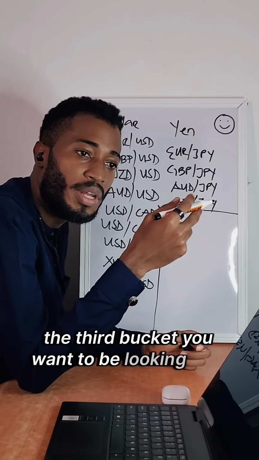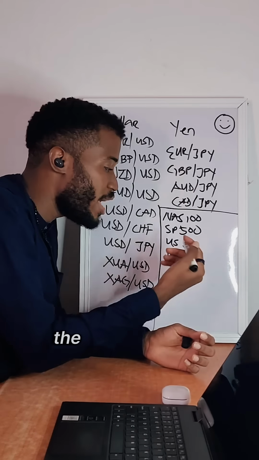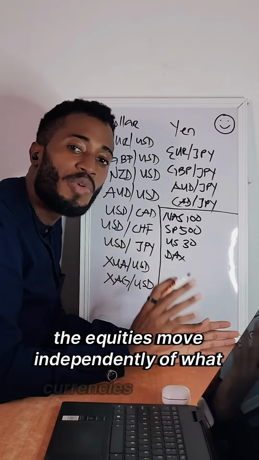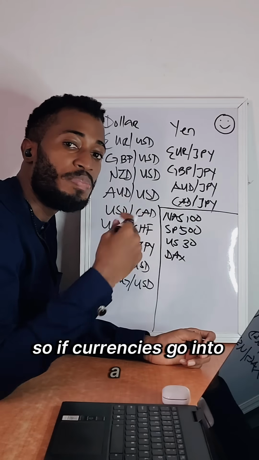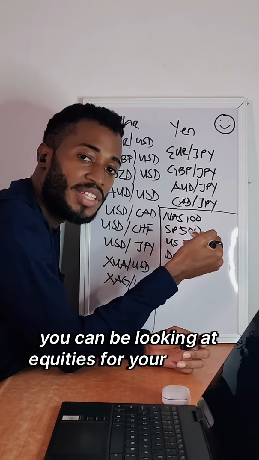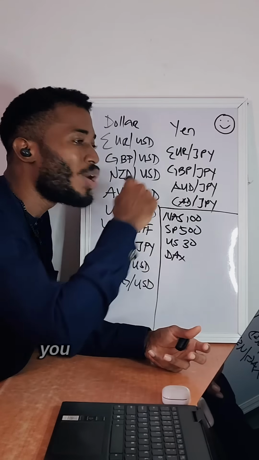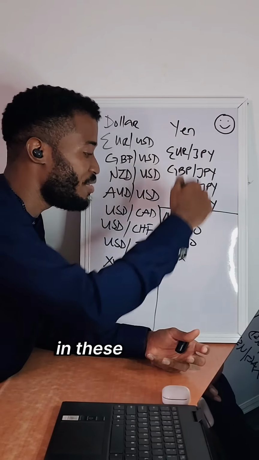The third bucket you want to be looking at is the equities market, indices. The equities move independently of what currencies are doing. So if currencies go into a lull, you can be looking at equities for your setups and opportunities. Another thing it helps you do is you can see how well your strategy performs in these different market conditions.